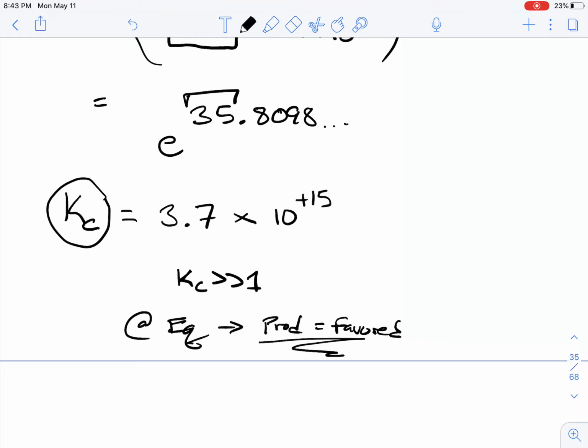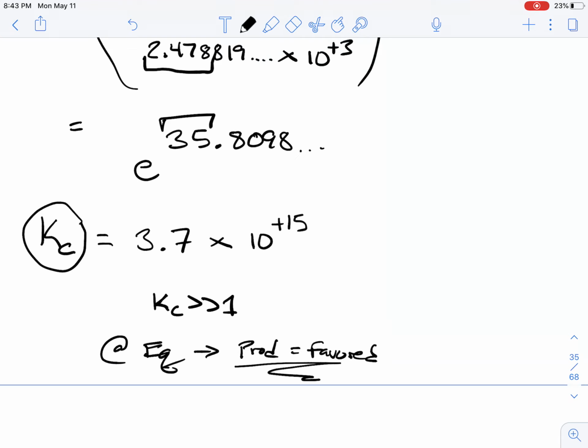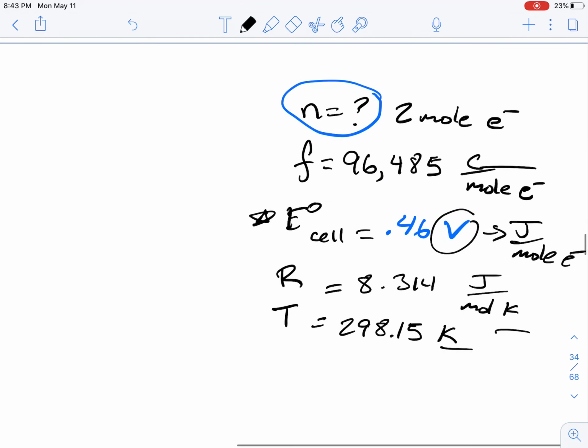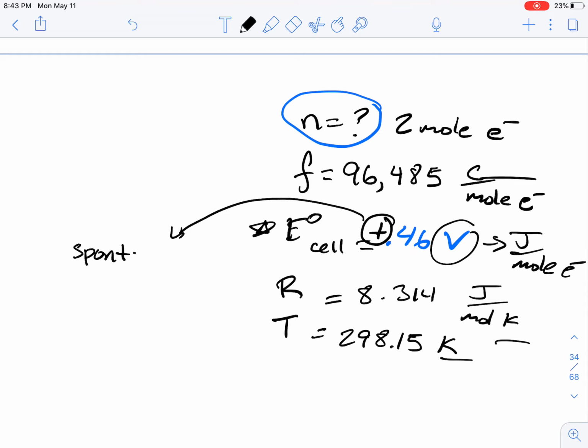And so since products is favored, then my standard cell potential should be positive, right? Remember, if my standard cell potential is spontaneous in the forward direction, then it would make sense that from the perspective of equilibrium, at equilibrium there should be more products than there are reactants. Here in this case, it's far, far greater than 1. So really it should lie to the right. And if you look at the value for E cell, notice that it is positive, telling me that the reaction is spontaneous in the forward direction.